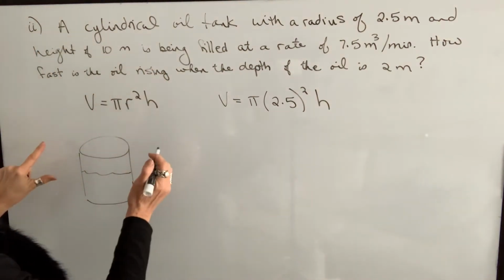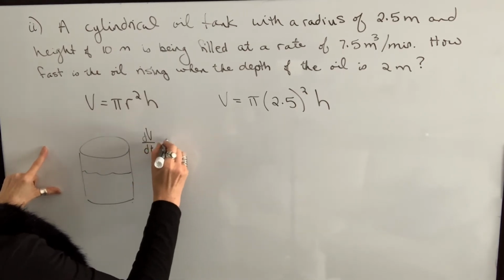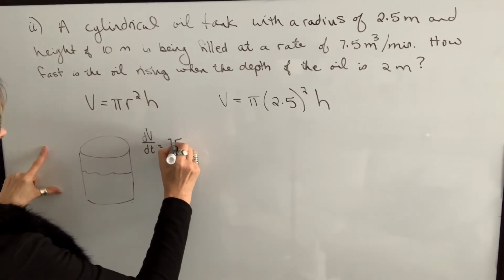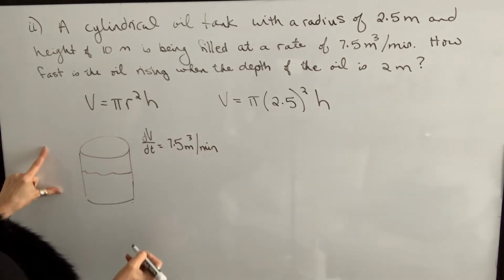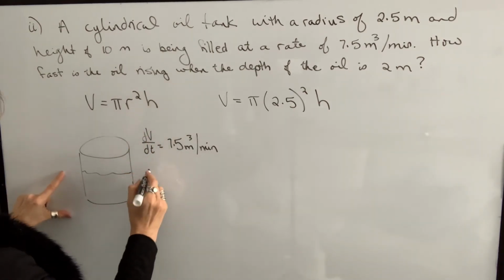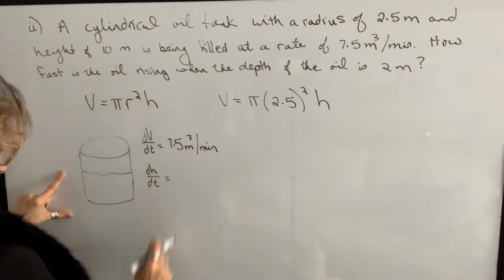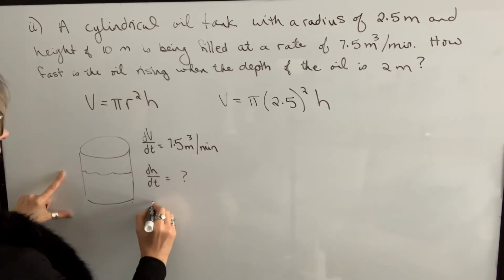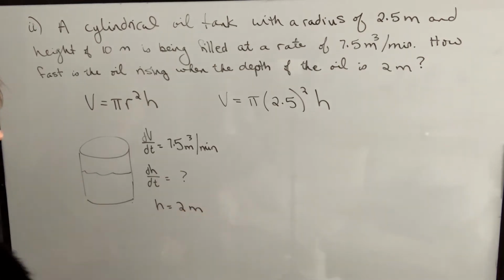So we know that dV/dt is 7.5 cubic meters per minute. The question asked us to find how fast the oil is rising, so that would be h. We want to find dh/dt. How is the height changing when the height or depth is 2 meters? All of our units are consistent, so we can go ahead and differentiate.